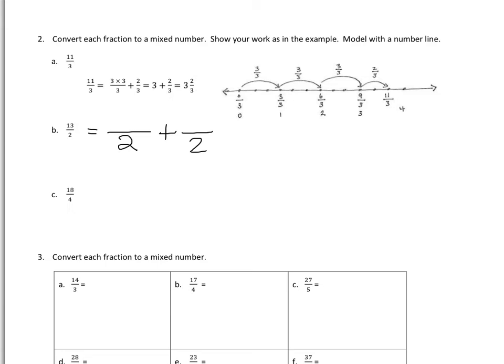So we want to say to ourselves, how many halves can we make from 13? So if we skip count, we can say 2, 4, 6, 8, 10, 12.